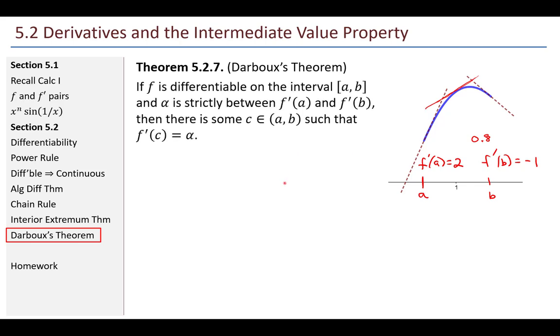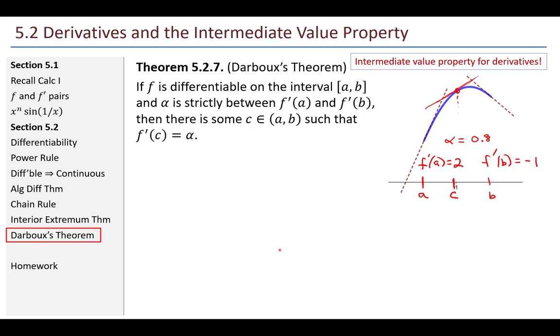Here's the official statement of the theorem. If f is differentiable on the closed interval from a to b, and if alpha is strictly between f prime of a and f prime of b, so in the picture alpha is my 0.8, then there is some c in the open interval between a and b such that f prime of c equals alpha. My c would be about there, and f prime of c equals alpha.